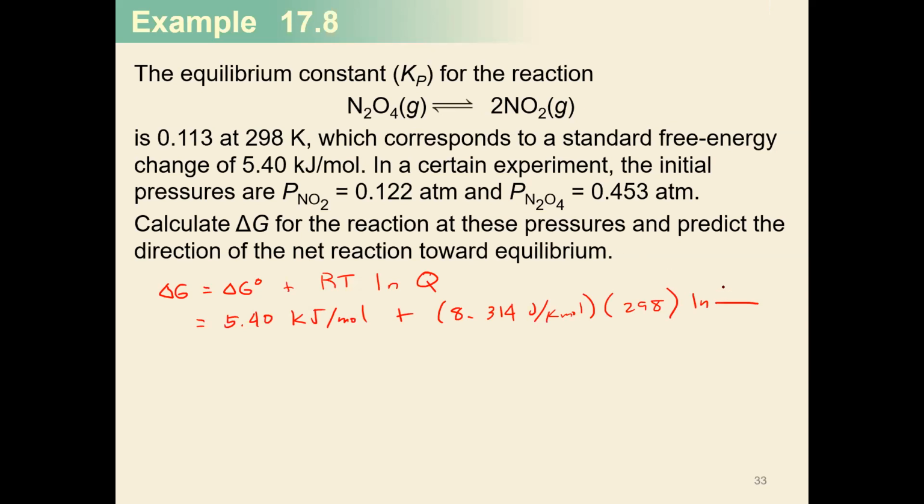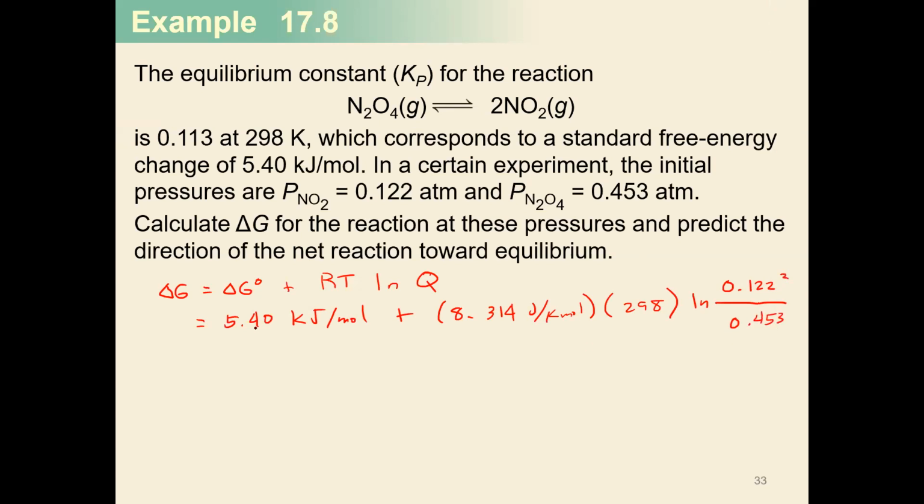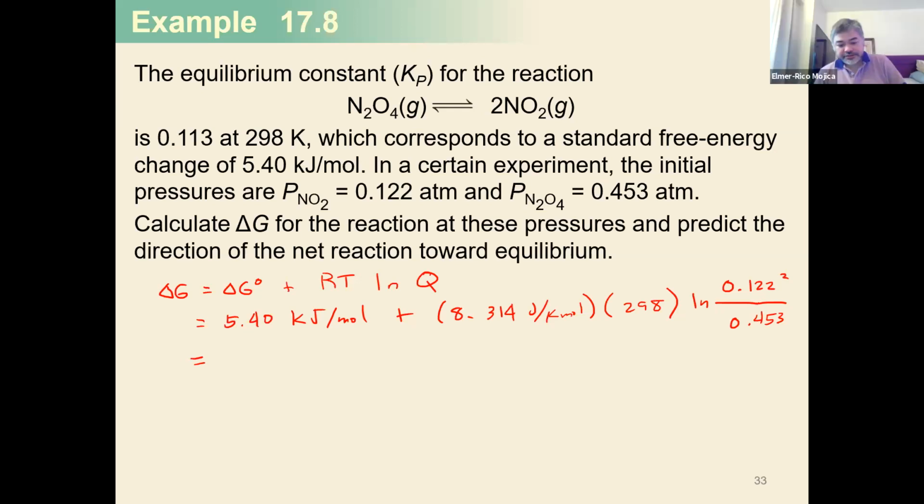Anyone? So the Q would be the same form as the K. It would be the pressure of NO2 squared, put the value here like this, over the pressure of the N2O4. So if you're going to calculate here, what would be the value that you're going to get?